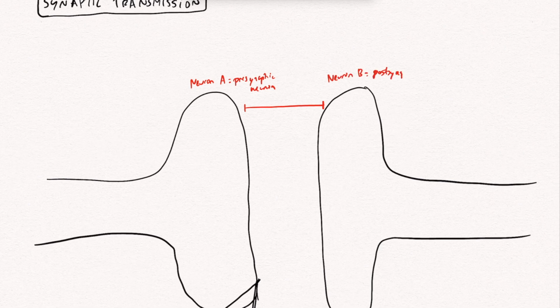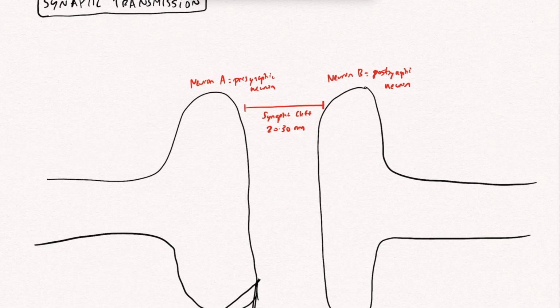And you can guess that the space in the middle is called the synaptic cleft. And this space between the neurons is just the extracellular space between cells. And this is about, you can see, about 20 to 30 nanometers, so really, really small.